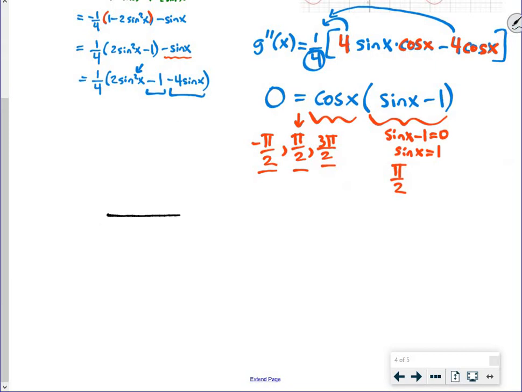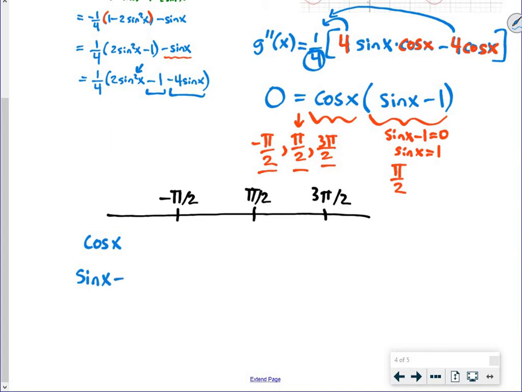So let's do that. Negative pi over 2, pi over 2, and 3 pi over 2. Okay, our factors are cos x and sine x minus 1.